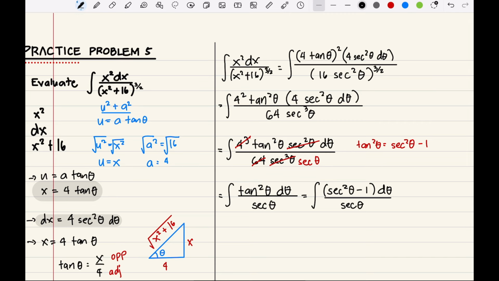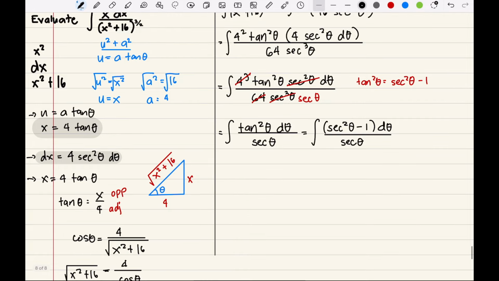And then we simplify further yung ating integrand. Simplifying the integrand further, we have integral of, distributing yung denominator natin, secant squared theta all over secant theta, and then minus 1 all over secant theta, and then we have d theta.